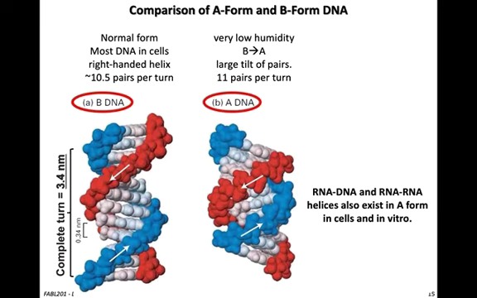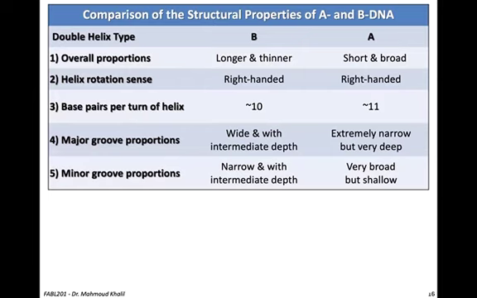So where does this A form occur? Sometimes in the cell, RNA is normally found bound with DNA, like in the process of transcription. RNA is bound to DNA while it is transcribed. Sometimes RNA binds with RNA in the cytoplasm or binds to itself. So once this kind of interaction occurs, it will be in the A form, in cells or in vitro. So that's a brief summary about the difference between the B and A forms.